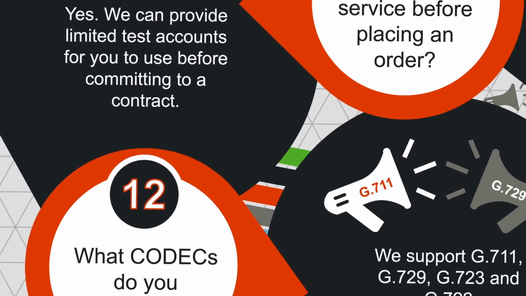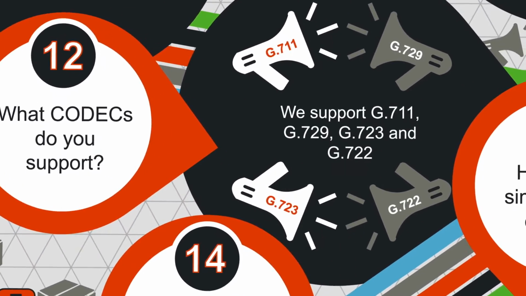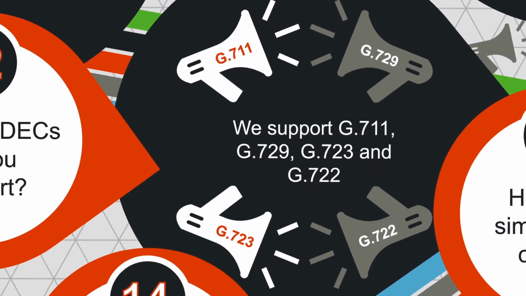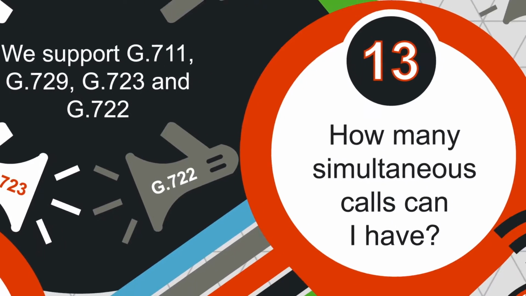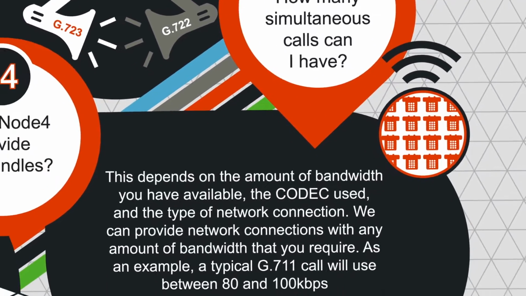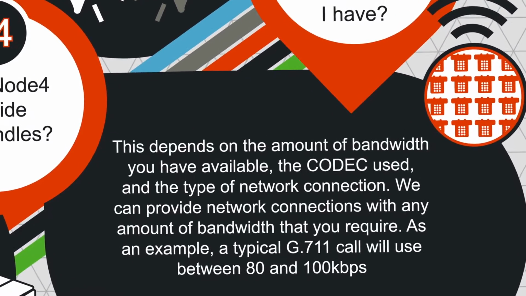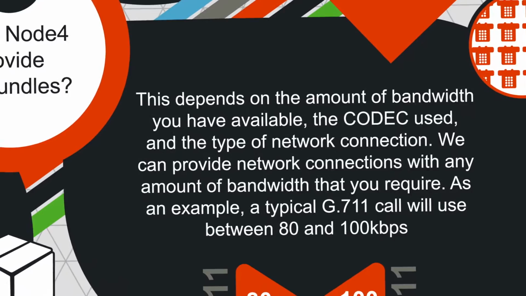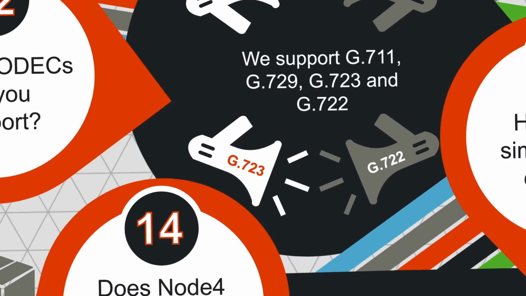What codecs do you support? We support G.711, G.729, G.723 and G.722. How many simultaneous calls can I have? This depends on the amount of bandwidth you have available, the codec used and the type of network connection. We can provide network connections with any amount of bandwidth that you require. As an example, a typical G.711 call will use between 80 and 100 kilobytes per second.